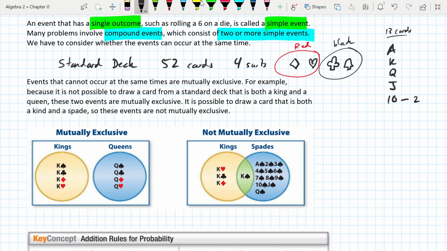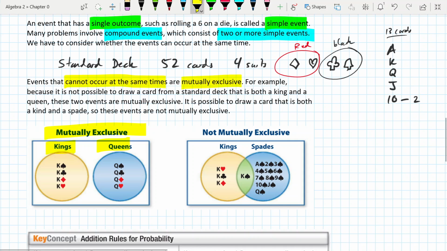So if you're working with a deck of cards, you're looking to see if things are mutually exclusive, which means they cannot occur at the same time. The example they have is you pull a single card from a deck. Is it a queen or is it a king? Those two things are mutually exclusive because a king can't be a queen and a queen can't be a king. You only pull one card, so only one of those two things is happening. There's no overlap at all.